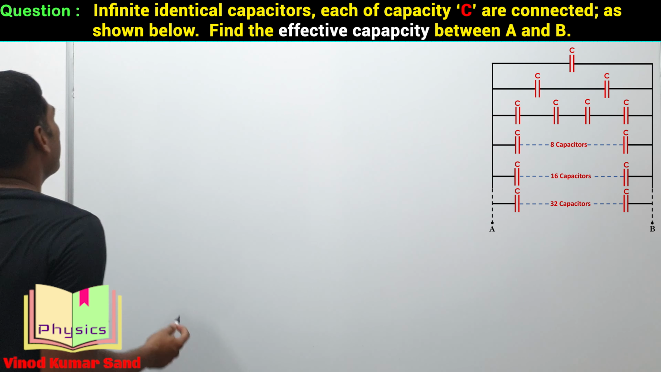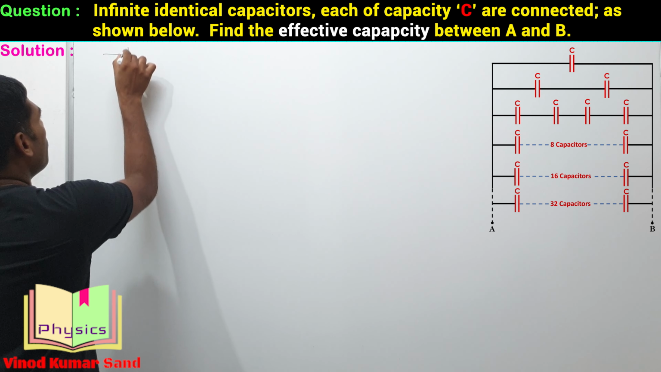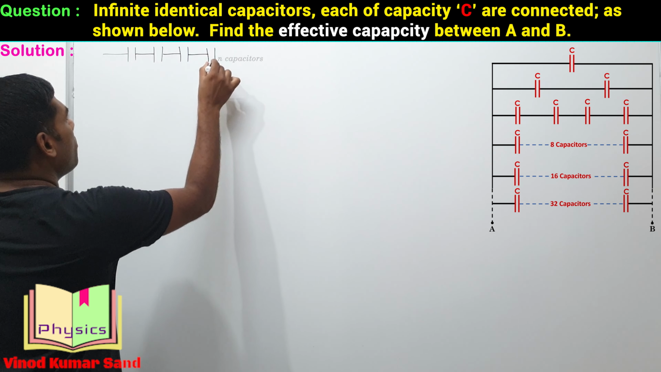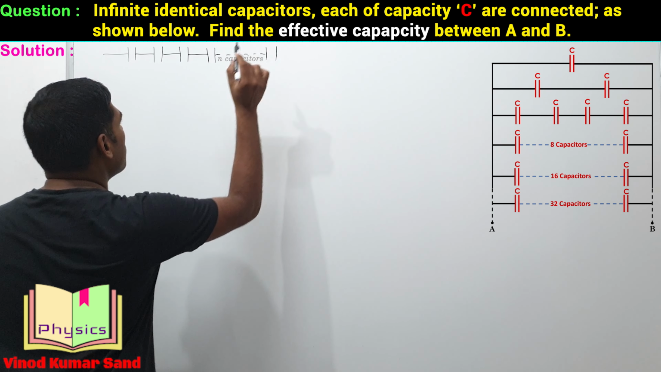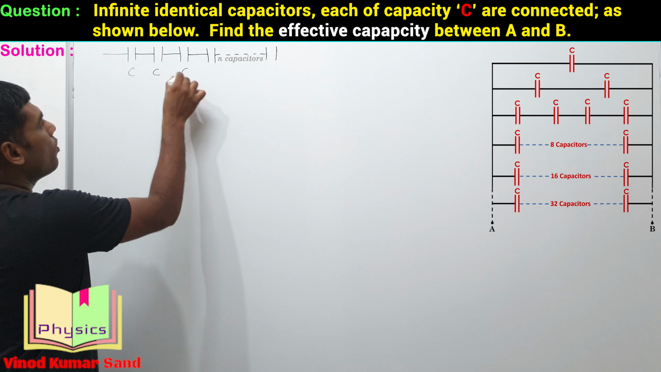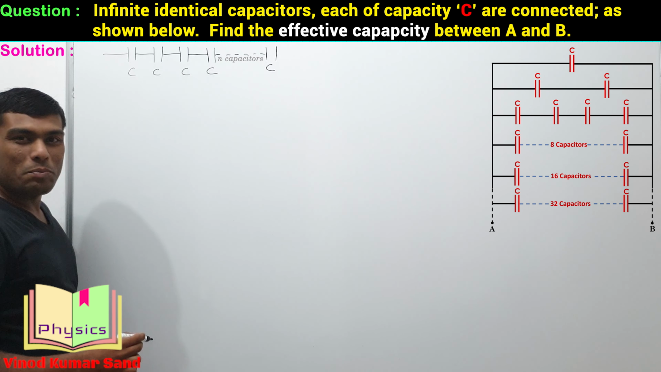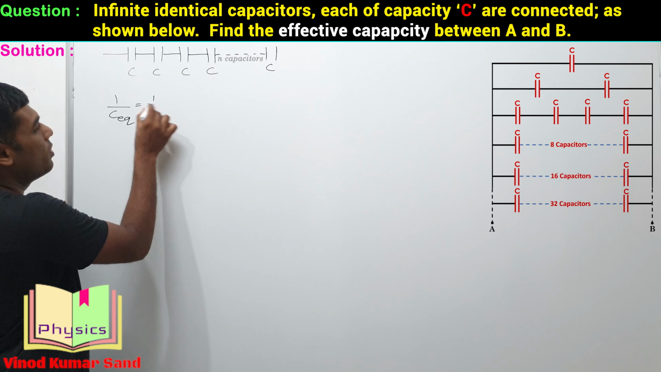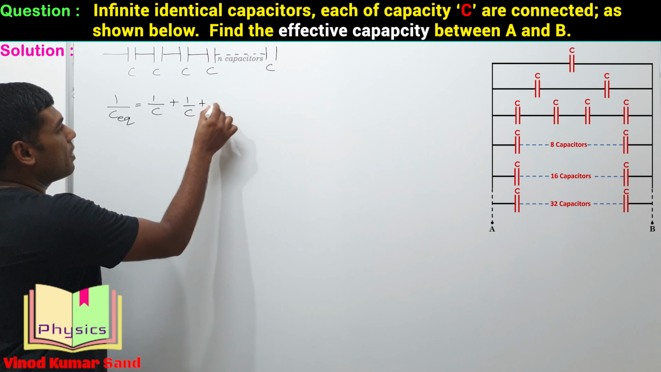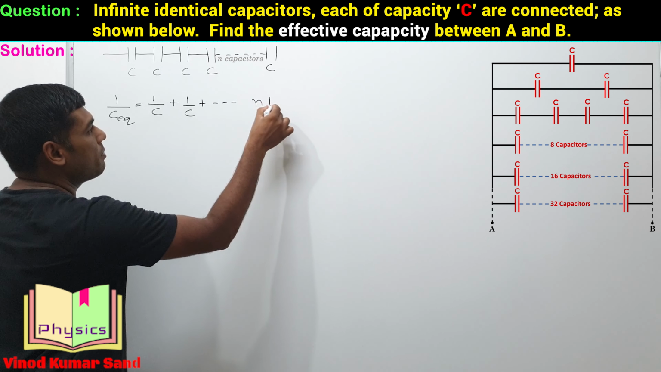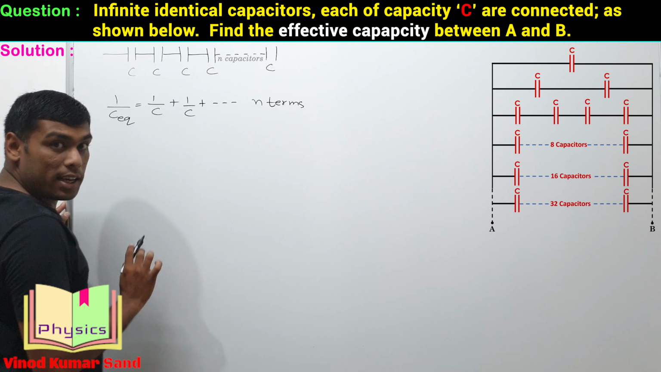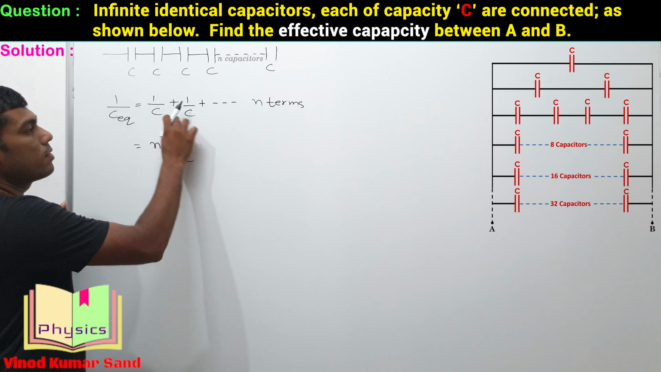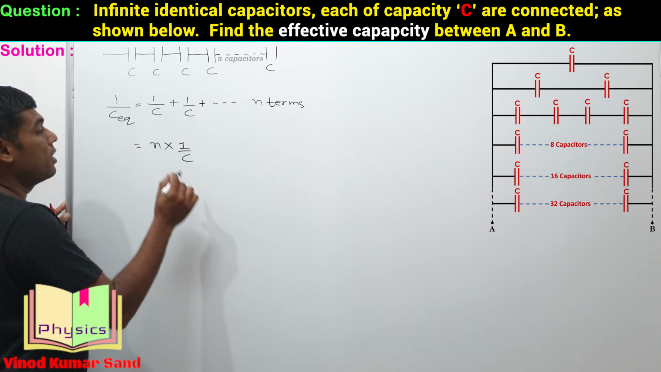Look at this circuit and let us consider we have n capacitors which are in series and they have the identical capacity. So we know what will be their effective combination. 1 by C equivalent will be equal to 1 by C plus 1 by C plus so on, such n terms. Agree? So we can write this is n into 1 by C. N times the terms are getting repeated.